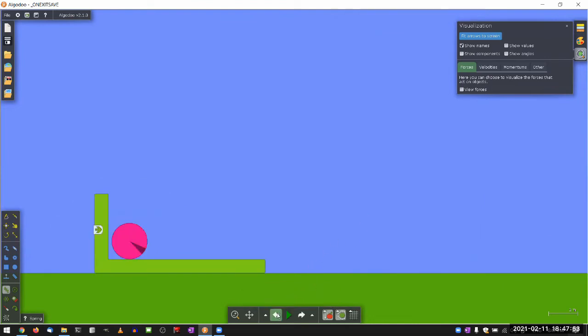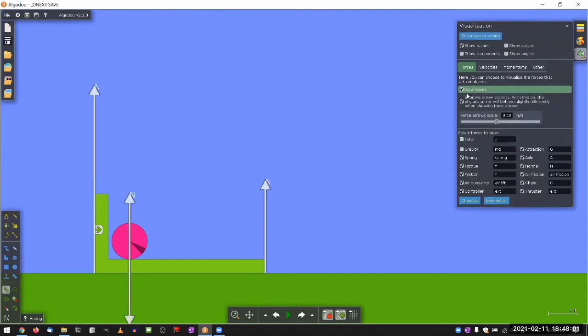And what I want to show is, let me turn off the velocity illustration and instead now show forces. And so let me turn on gravity. And there are some force vectors that you will have to ignore, I think.